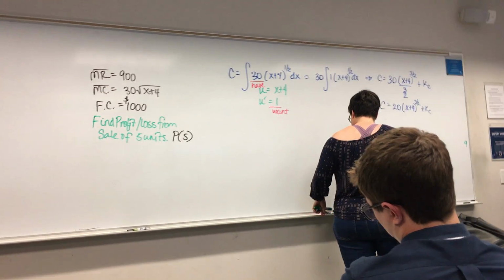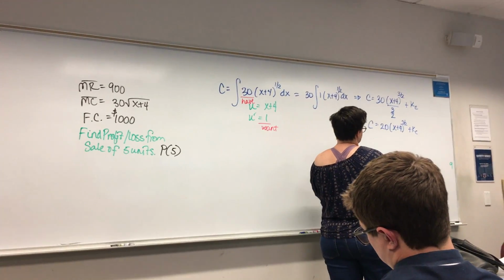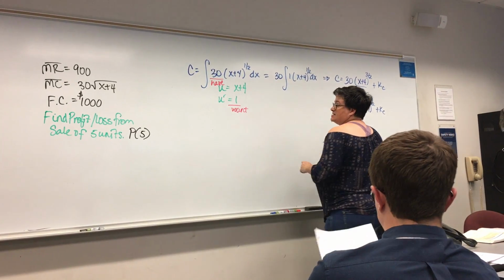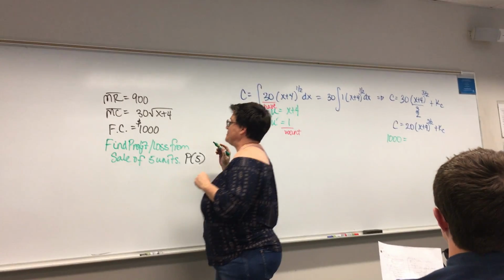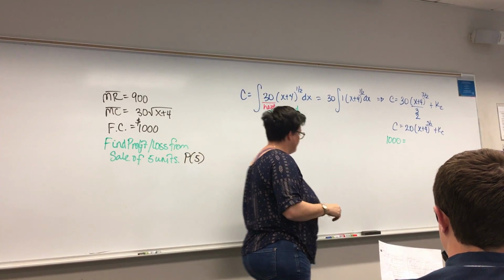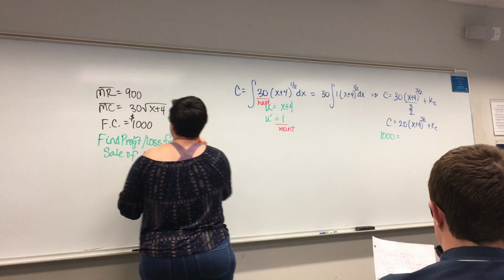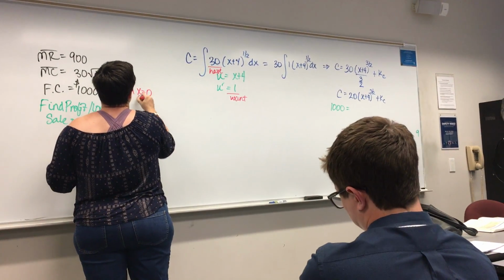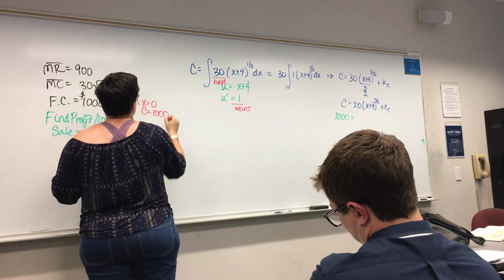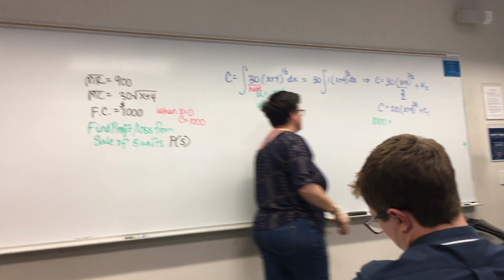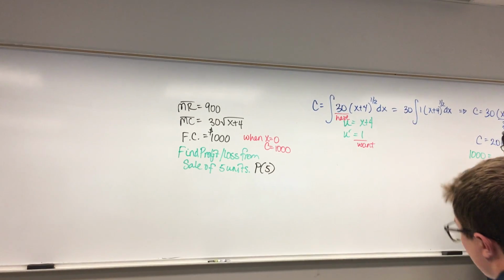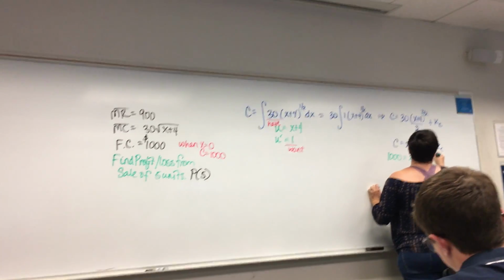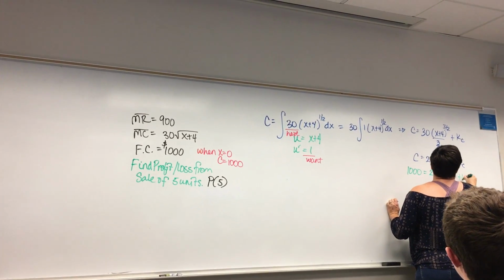Now I use my nugget. What's my nugget? Fixed cost is $1,000. What does that mean? When production is 0, cost is 1,000. When production is 0, or when x equals 0, cost equals 1,000. That's what fixed costs are. They are not tied to production. So 1,000 equals 20 times 0 plus 4 to the 3/2 plus k sub c.